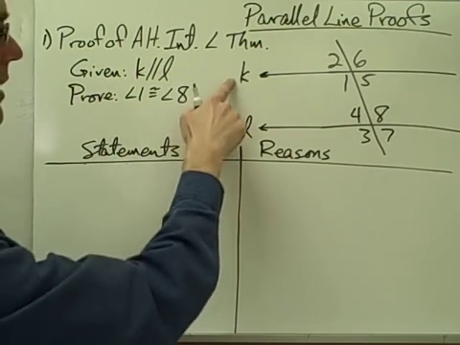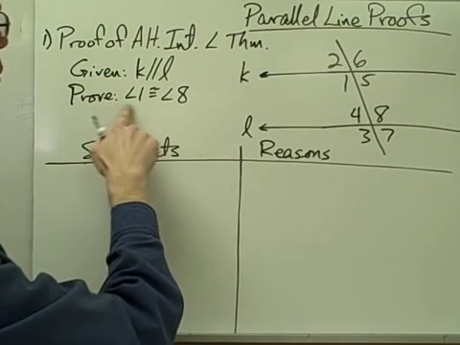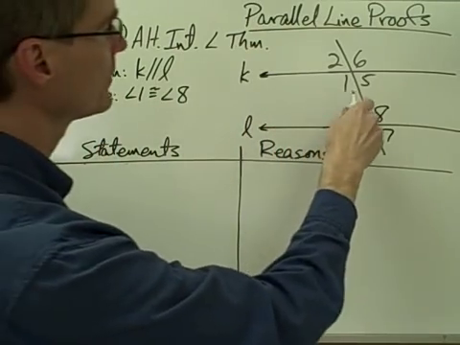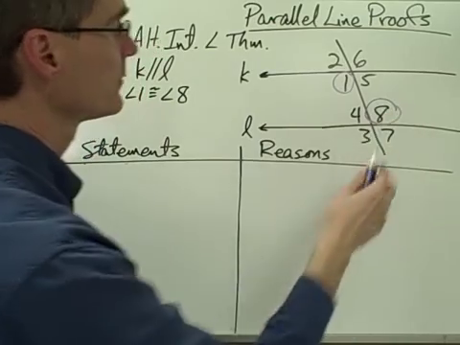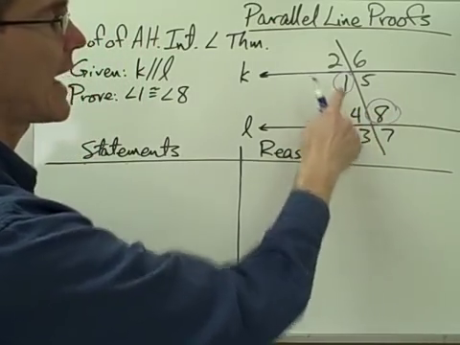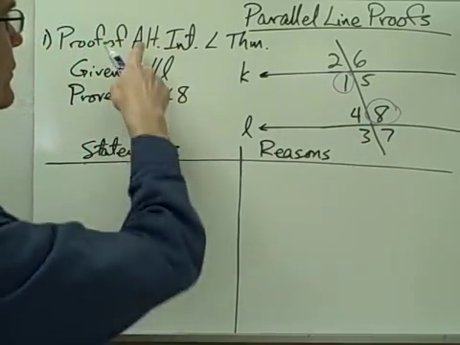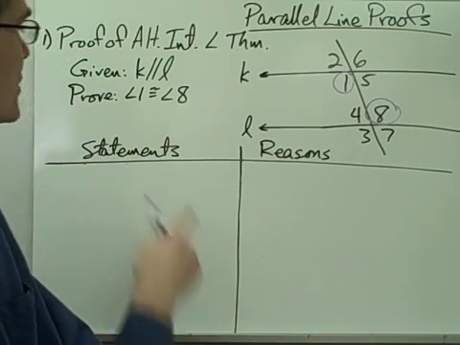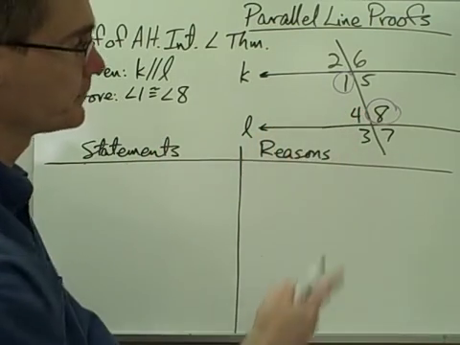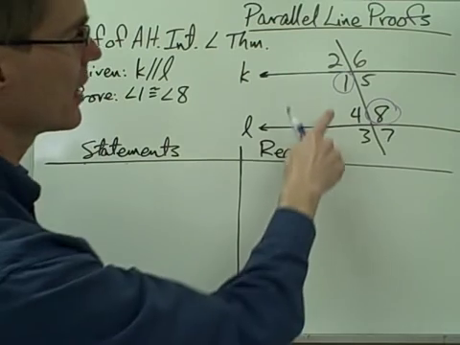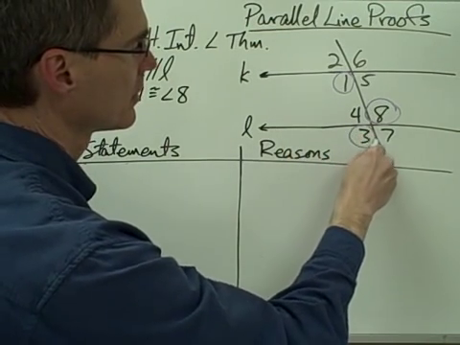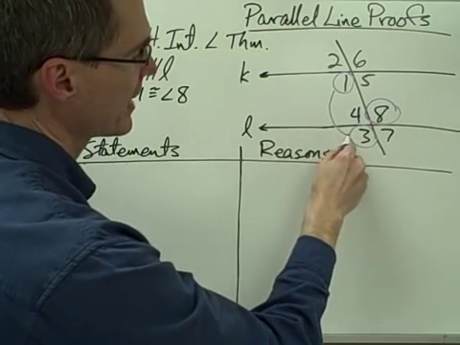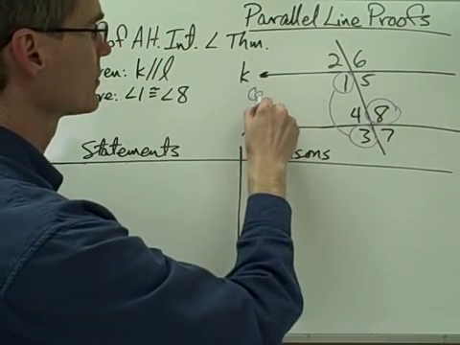K is parallel to L. These two lines are parallel. And we're trying to prove that angle 1 is congruent to angle 8. So we want to prove that these two angles are congruent, and that will be the proof of the alternate interior angles theorem. So in order to do that, I'm going to make use of what I know about corresponding angles, and I'm going to use this pair of corresponding angles.